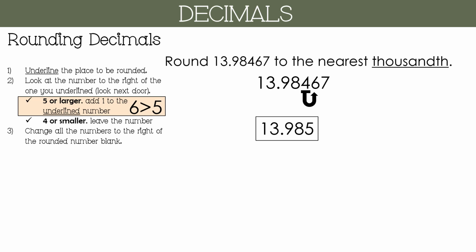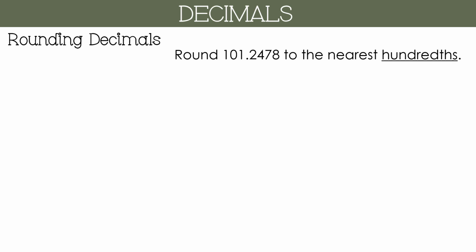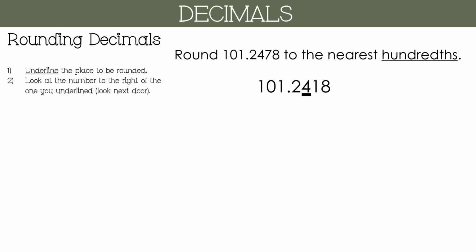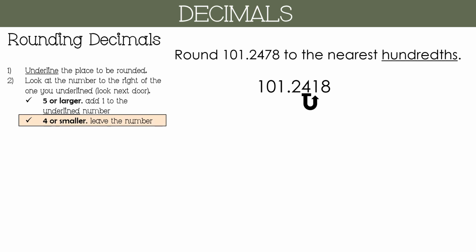Yeah, let's try another one. Let's round this one to the nearest hundredths. So once again, we want to underline the hundredths place. We look next door, and now we have to decide, is 1 5 or larger, or is it 4 or smaller? Well, yep, 1 is 4 or smaller.